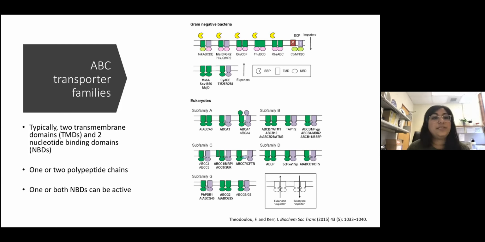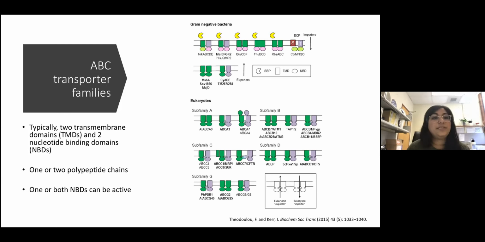And ABC transporters are unique in that their functions are linked to their ability to hydrolyze ATP in their nucleotide binding domains. Now, these topologies vary quite widely, and you can see that their subclasses, although largely structurally conserved, vary quite greatly in connectivity and diversity on this conserved scaffold.